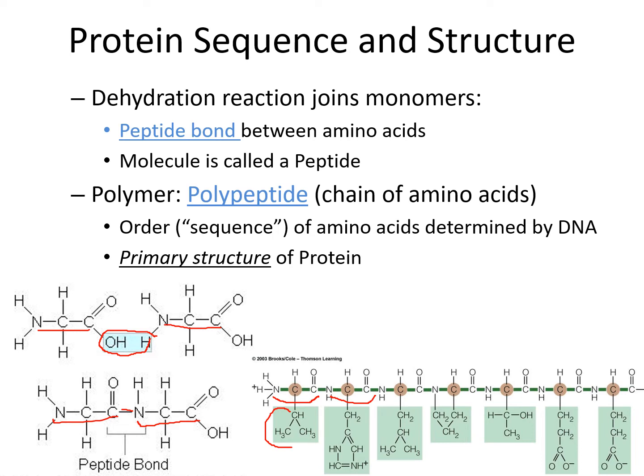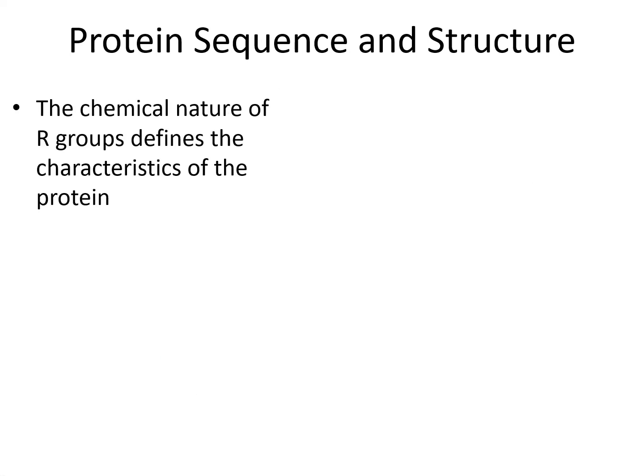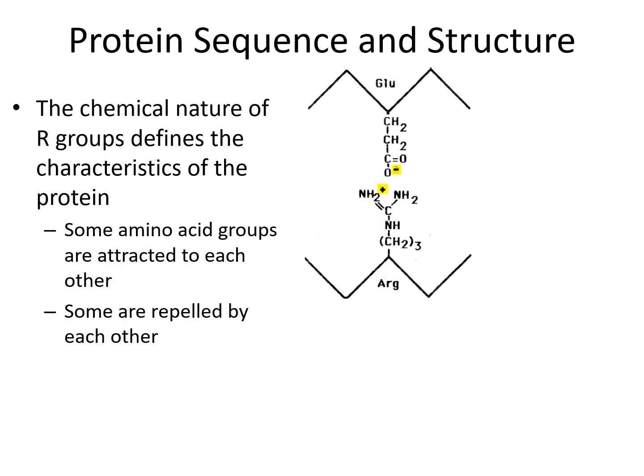This sequence, this order of amino acids, is called the primary structure of the protein. And that primary structure is one part of many in determining what the protein is capable of doing, what the function of the protein is. Okay, so again, the chemical nature of the R groups defines the characteristics of the protein.